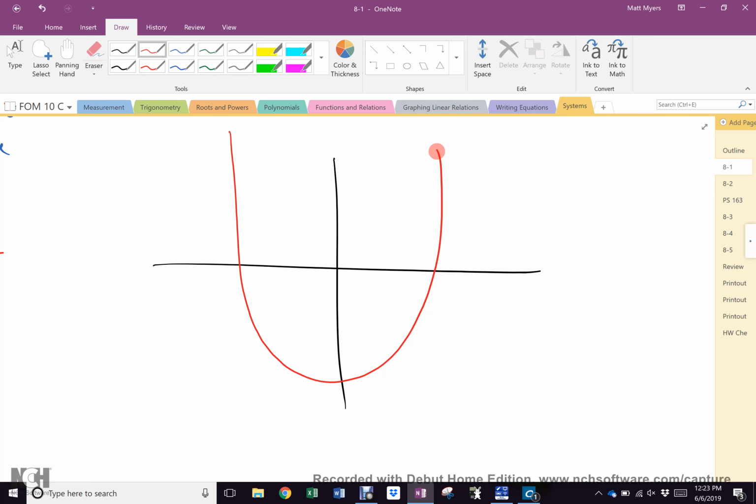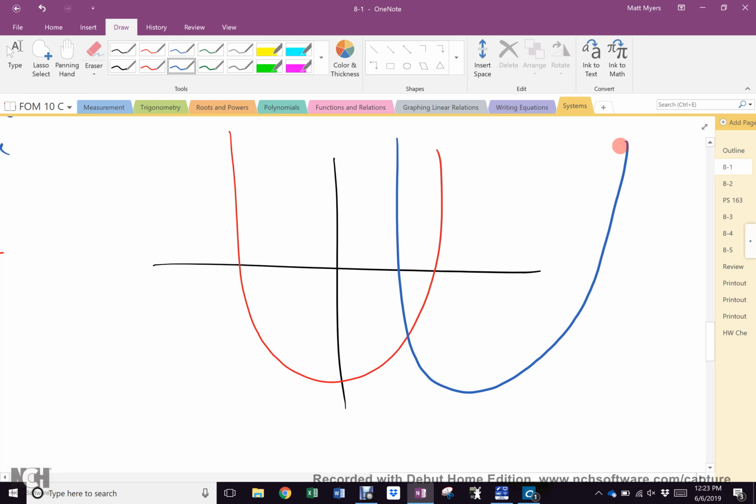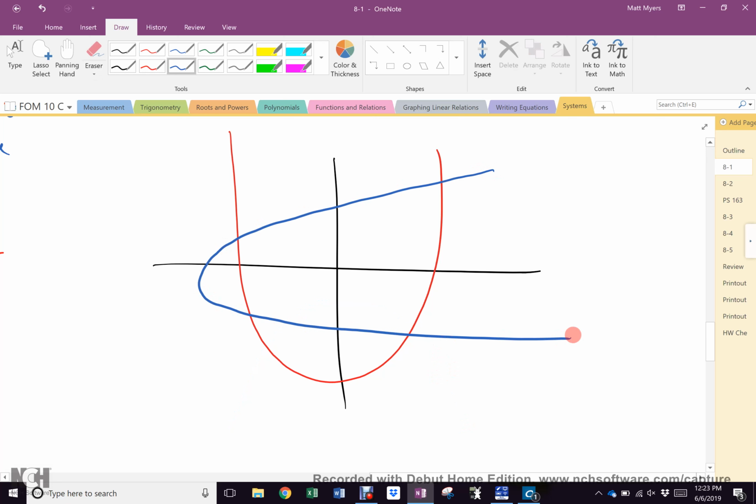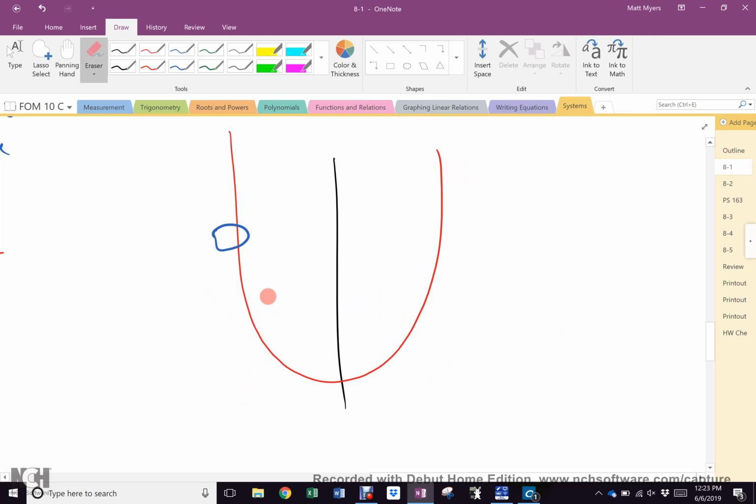Agreed? So if I did this, oh, shoot, I want to use a different color. Where would the answer to this one be? Right there. Everybody cool? How many answers would it have? One. Excellent. What if I did this? Now it's going to have two answers. Agreed? What if I did this? Four answers. Everybody agree? Okay, what if I did this? Oop, I just lost my x-axis.